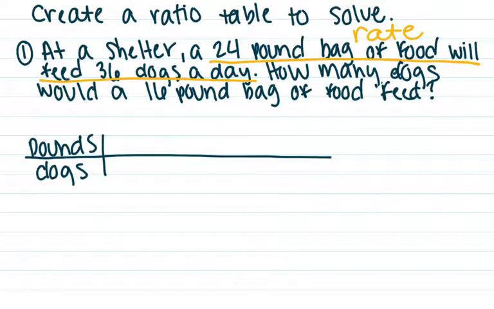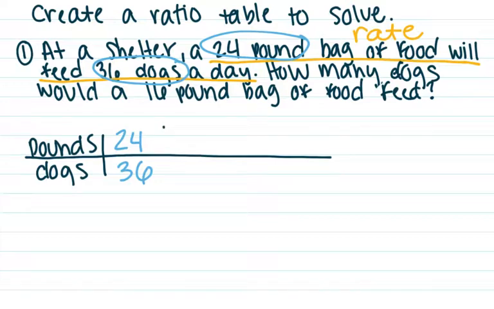So let's now fill in the numbers. We have 24 pounds, so that number is going to go on top. And we know that 24 pounds feeds 36 dogs. So this right here is our original rate, and those 2 numbers need to go together in the ratio table. Make sure you're lining them up with the correct labels. 24 is a pound number. 36 is a dog number. It says how many dogs.